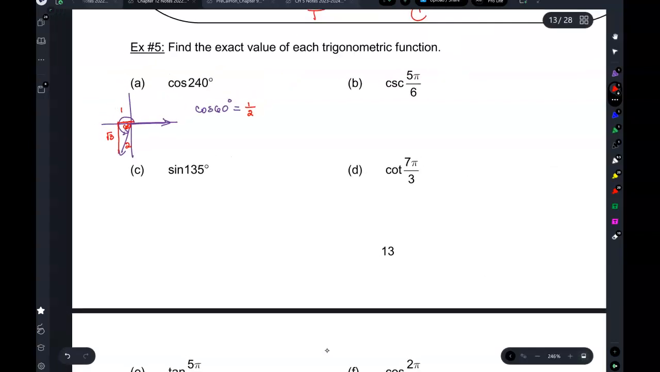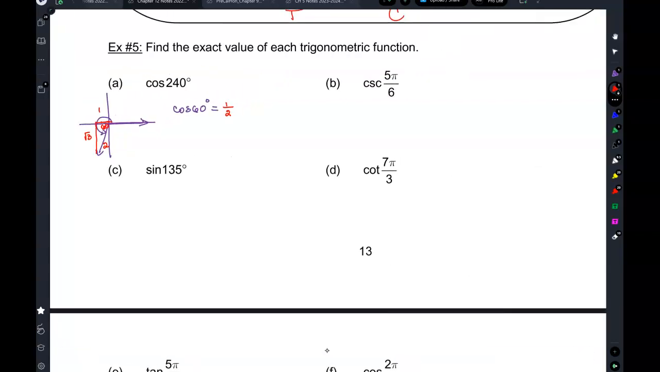Now, in that quadrant, is cosine positive or negative? Negative. So this answer will be negative 1/2. Okay? Let's do another one.